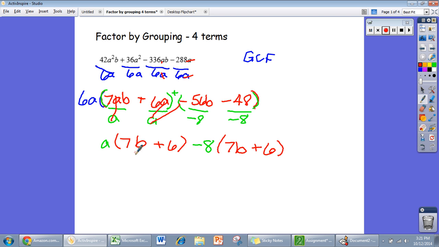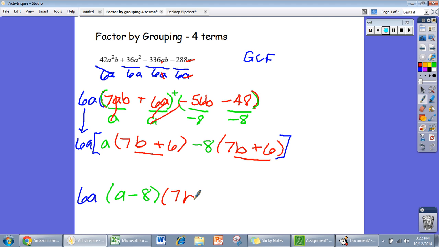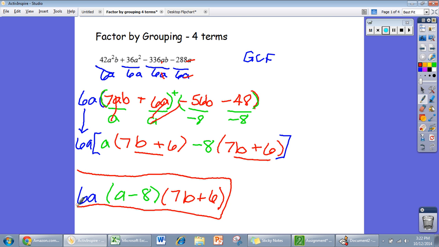Now the key is that what's in red now must match. That's an indication that you did your problem correctly. So let's bring it all together. Now this 6a, he carried down and remains part of our problem every step of the way. So he must be here in my final solution. The 2 terms in green, my a minus 8, come together, and my 7b plus 6, my red terms that match. All 3 parts must be present for my final solution. And that is how you would factor that first problem.